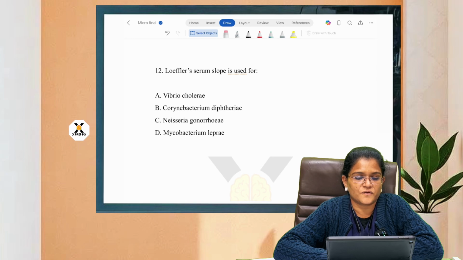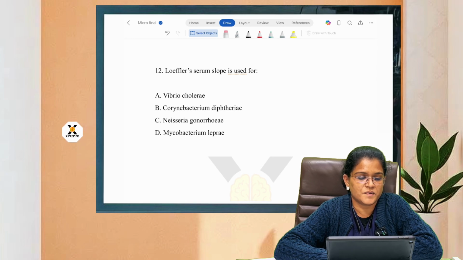The 12th question is Loeffler's serum slope is used for, this is a selective medium, and this selective medium is typically used for Corynebacterium diphtheriae.